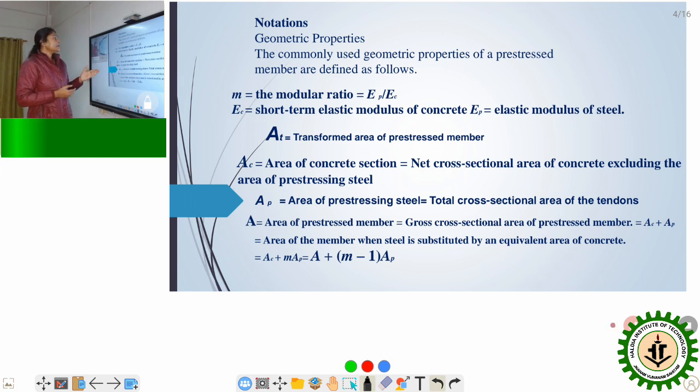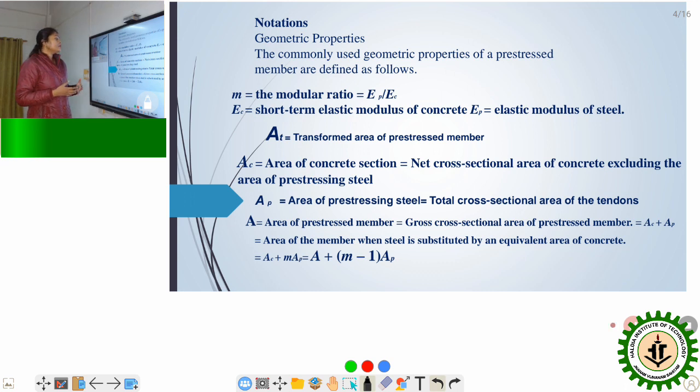Now AT is taken as the transformed area of the pre-stressed member. AC is taken as the area of the concrete section, that is the net area of the concrete section excluding the steel tendons. Then AP is the area of the pre-stressing steel, or the steel tendons, present in the pre-stressed concrete section. A is the gross sectional area of the pre-stressed concrete section, which is equal to AC plus AP, the summation of the area of the concrete plus the area of the pre-stressing steel.